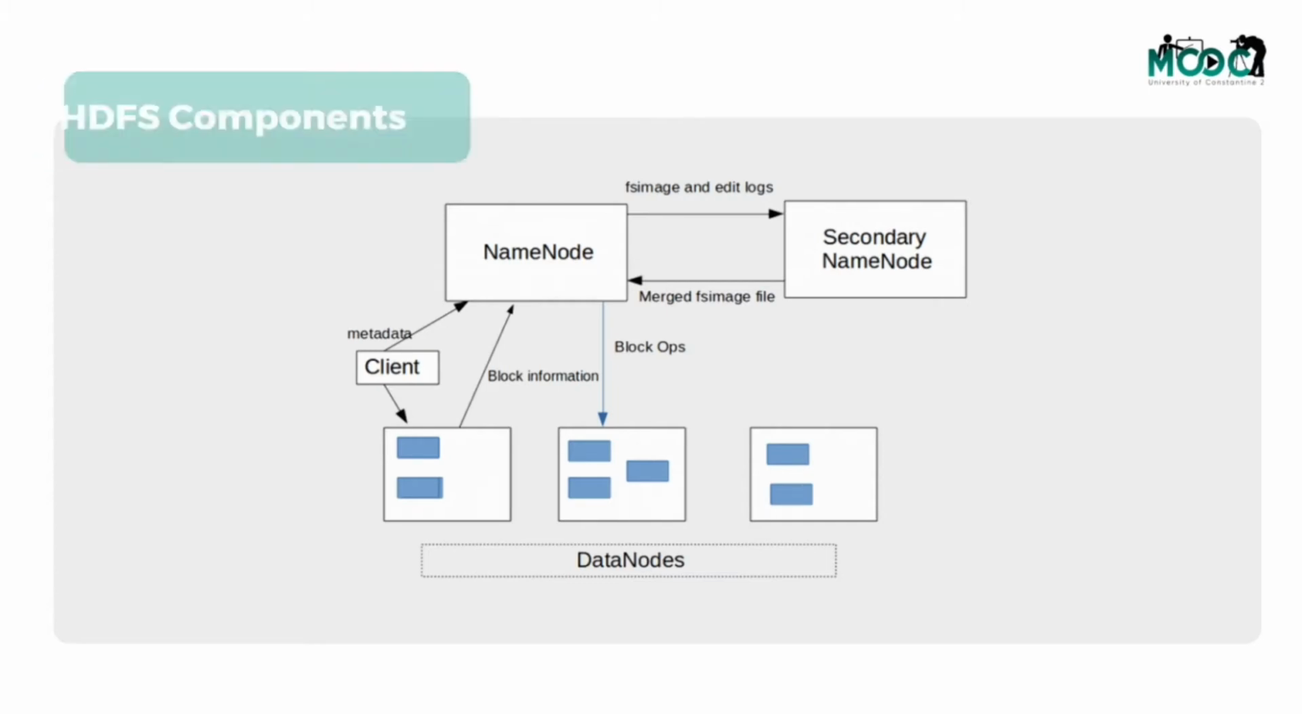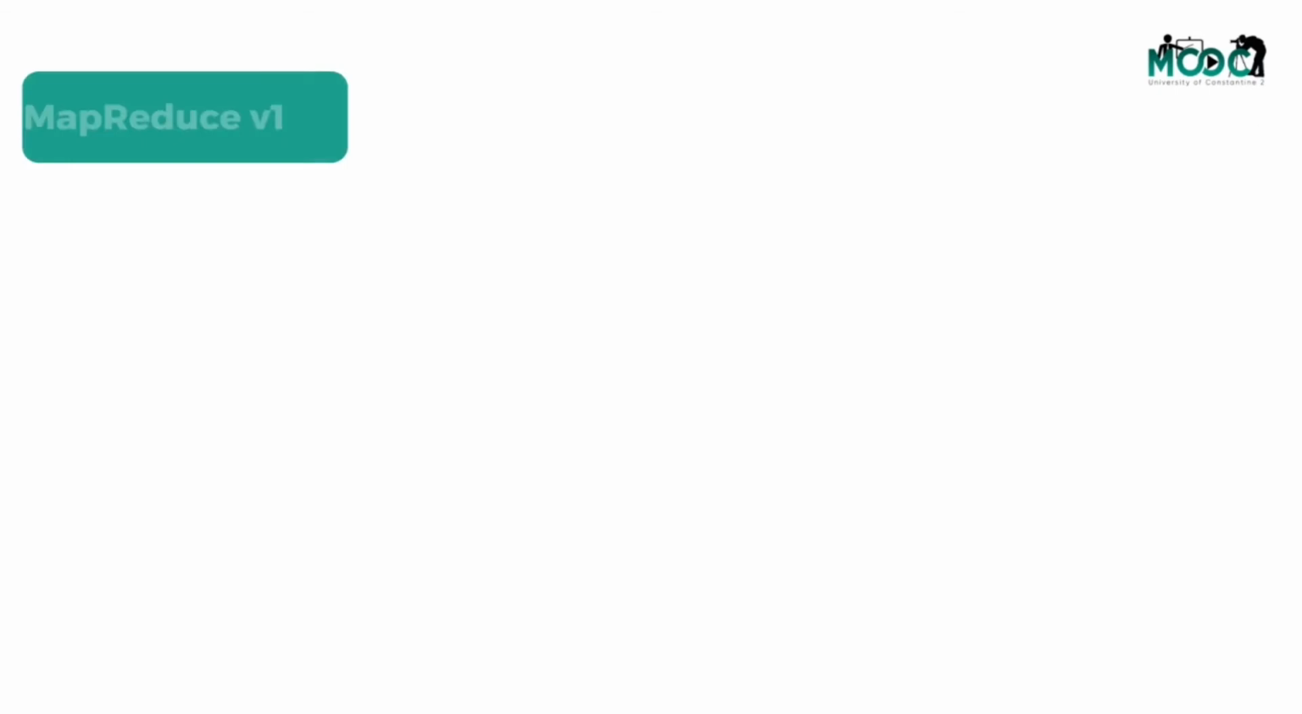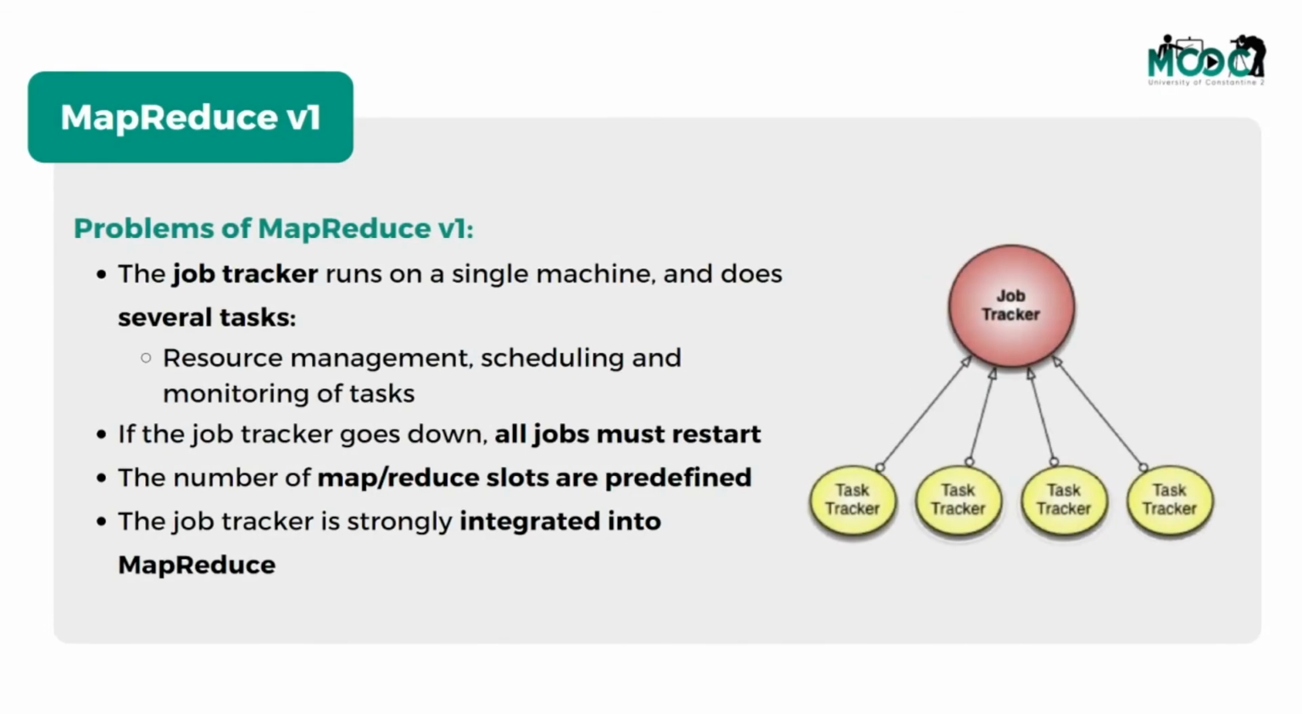Now we move to MapReduce. MapReduce is undoubtedly based on the parallel programming paradigm. This latter aims at generalizing existing approaches in order to produce a single approach that is applicable to all problems. It is based on functional languages, and its origin goes back to 2004, when Google published a paper called MapReduce: Simplified Data Processing on Large Clusters. The problem of MapReduce 1 is the non-separation of resource management tasks from the ones of MapReduce.